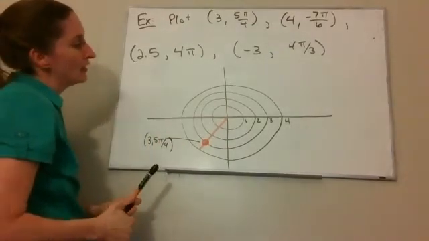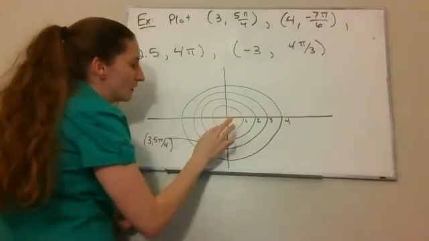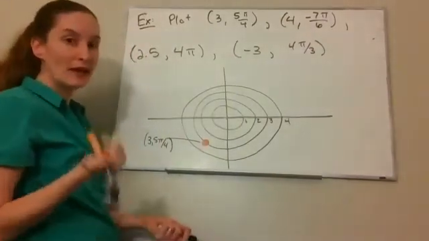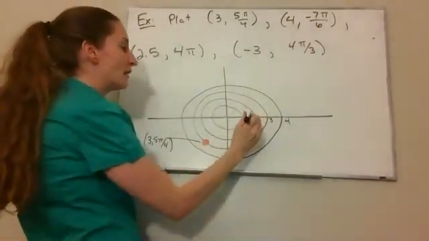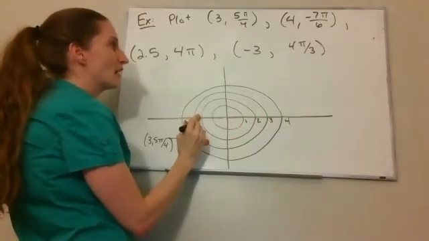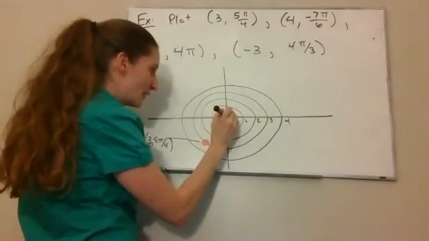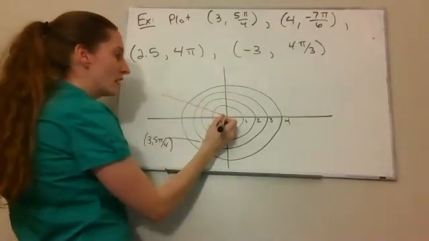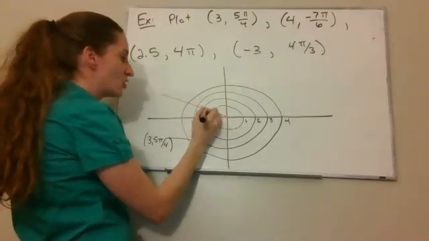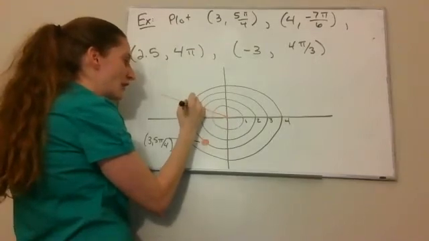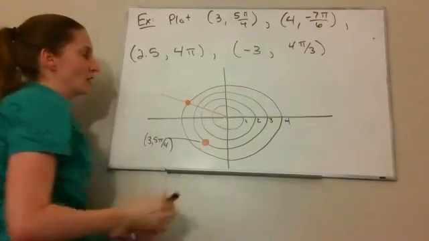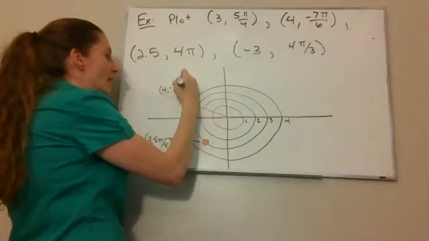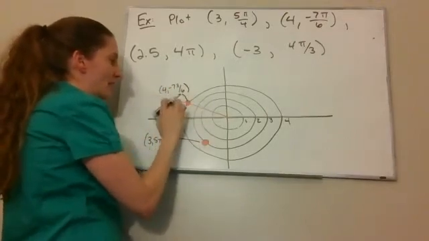For my next one, I have an angle of negative 7 pi over 6. So I'm going to be going clockwise. Going negative pi would get me all the way over to this left side, and another pi over 6. I'm talking about this angle right about here approximately. And then I have 4, and so I need to be a distance of 4 in that direction. Puts me on that circle of radius 4 out there at that particular point. So the point (4, negative 7 pi over 6) is that point right there.